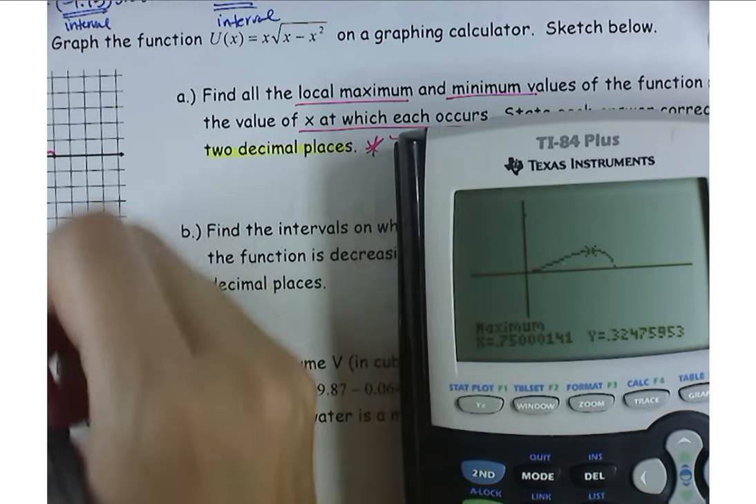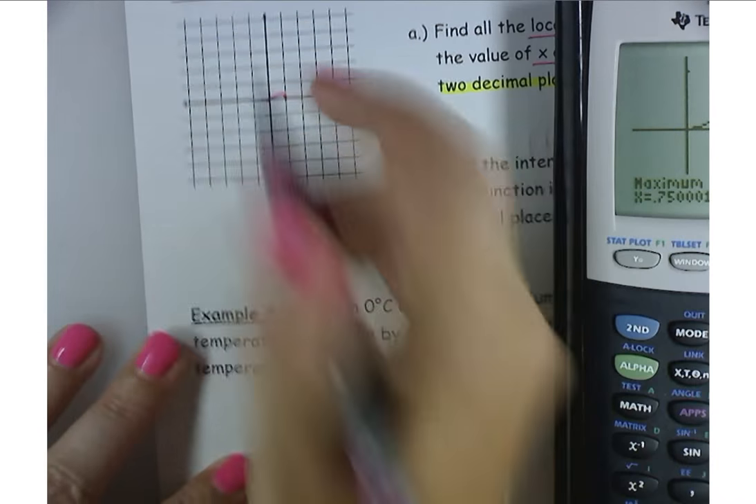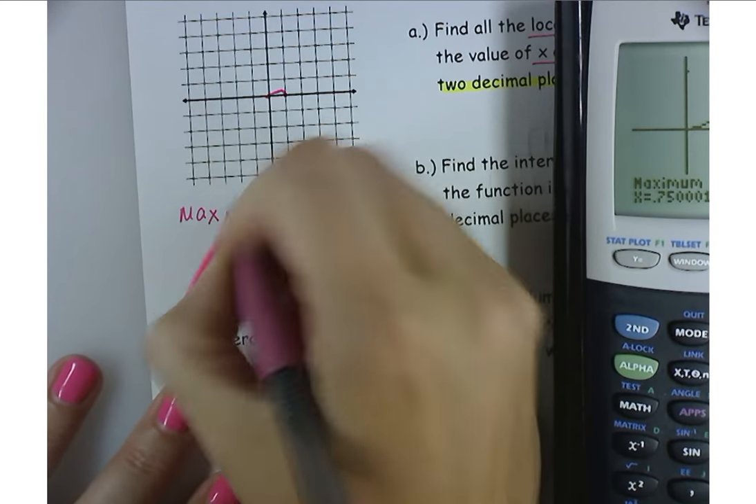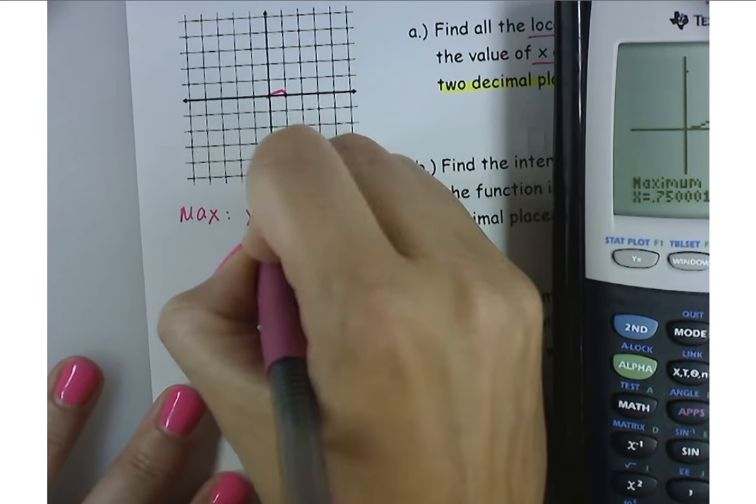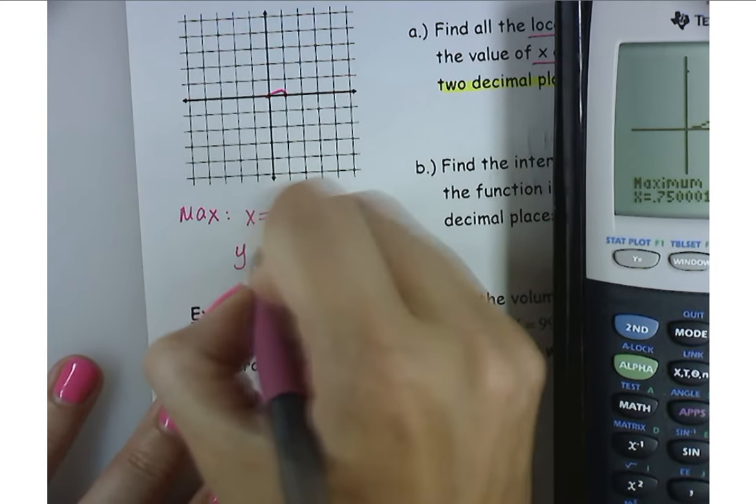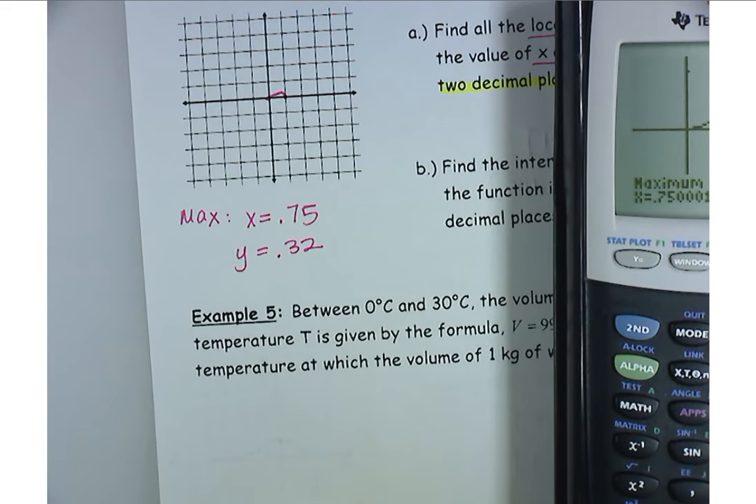So first we're just going to write our maximum how you probably have been used to writing it. Well, we're going to say that the x value is 0.75, and that's rounded to 2 decimal places. Your y value is 0.32, rounded to 2 decimal places. Now, which one is your max? Is it the x or is it the y?